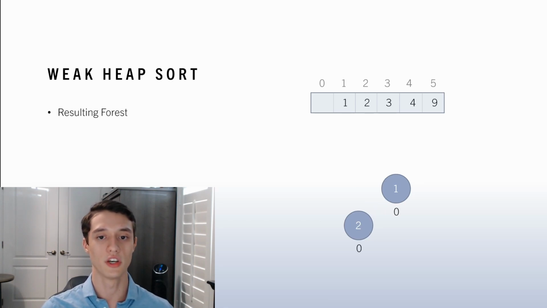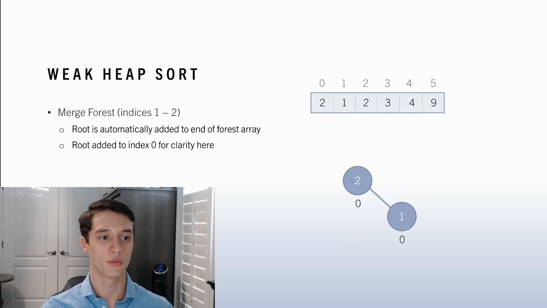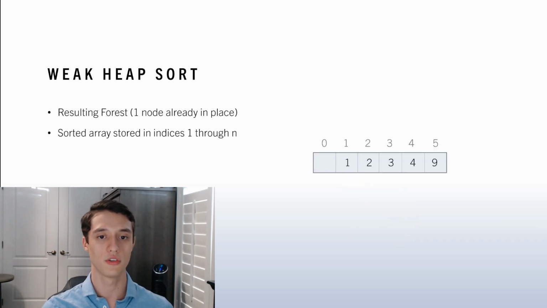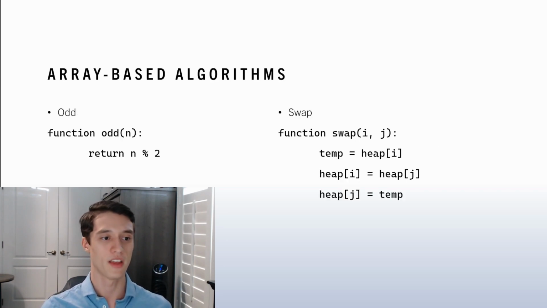And as you can see, as we go along, we're putting the root at the end of the array. So as we go along, we're just sorting less and less, and that top node is going to be moved to the end of the array, right? So here's our resulting forest. We're going to do it once more, merge those two, and the resulting forest after that is only 1 node, but it's already in place. So now we have a sorted array stored in indices 1 through n.